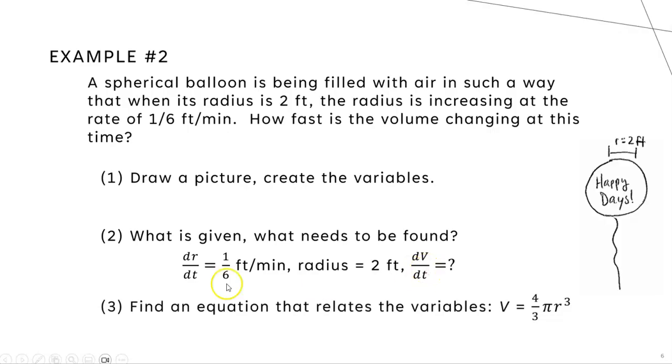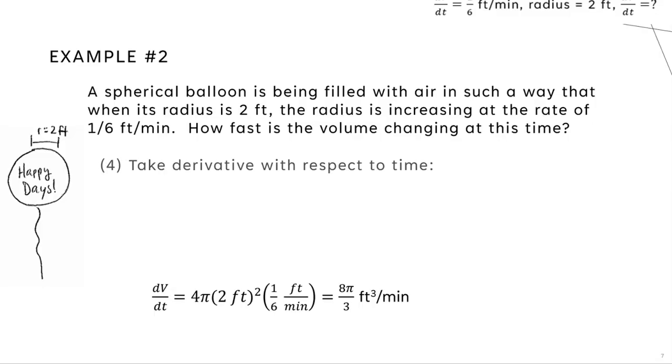So then we ask ourselves, is there an equation that relates our variables, both the dv/dt that we're missing and dr/dt that we have? In other words, is there a way to relate r and v in a sphere? Well, in this case, volume is equal to 4/3 pi r cubed, an easy way to relate those. So now we take the derivative with respect to time. So we know v is equal to 4/3 pi r cubed. So then dv/dt is equal to 4/3 times 3 pi r squared dr/dt.